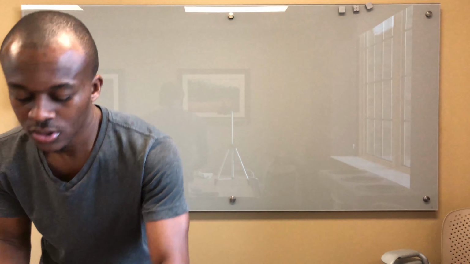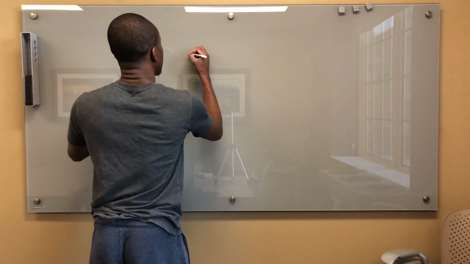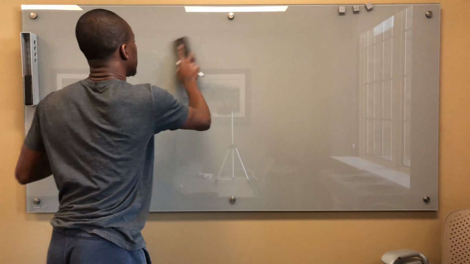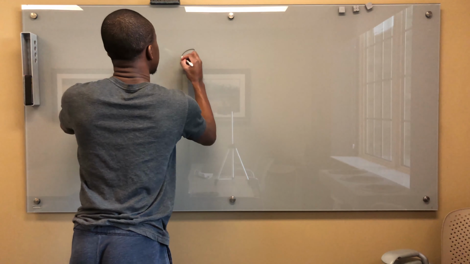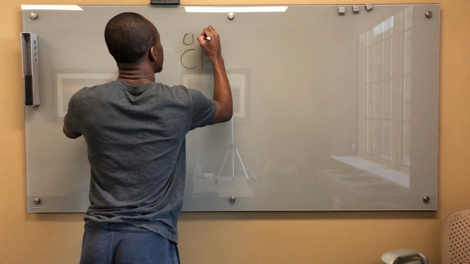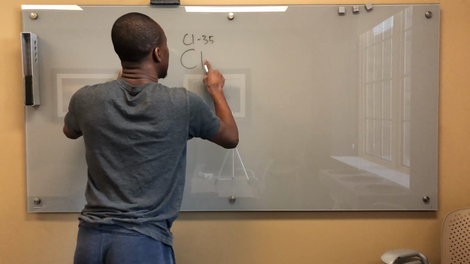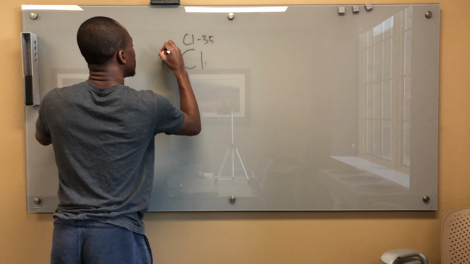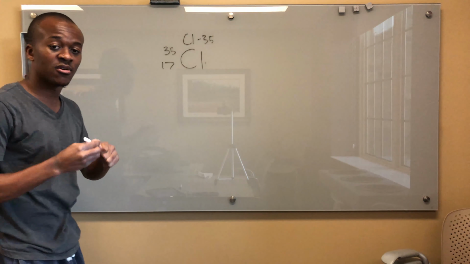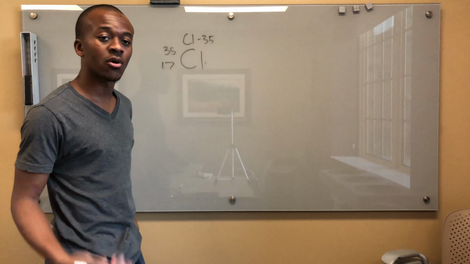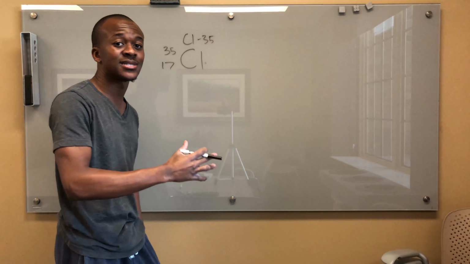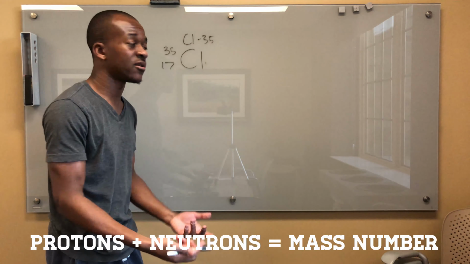So one isotope, it says, is Cl35. This is the way they denote it. Let me write that a little bit bigger for y'all. I'm just going to write it like this. This 17 right here denotes the number of protons, making it a chlorine atom. This 35 is the number of neutrons and protons added together, and that's the mass number of chlorine.